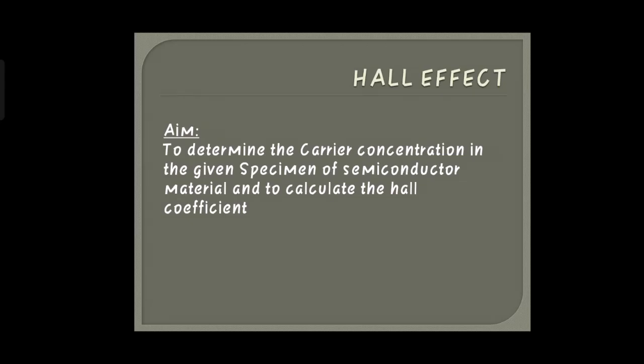The aim of our experiment is to determine the carrier concentration in the given specimen of the semiconductor material and to calculate the Hall coefficient.